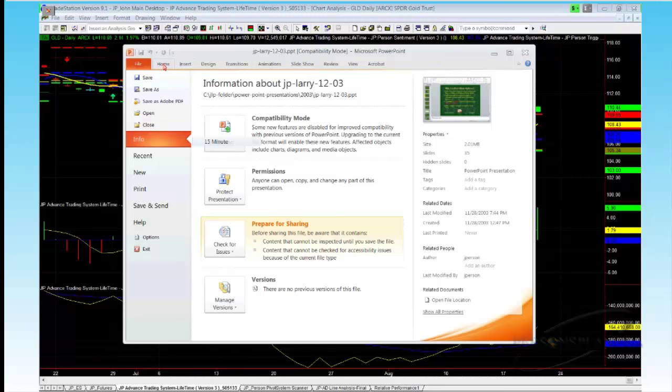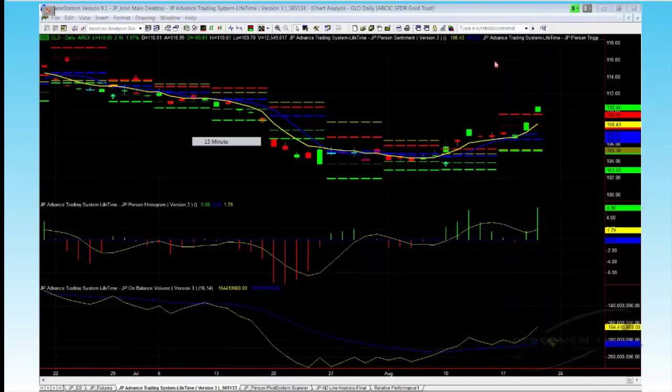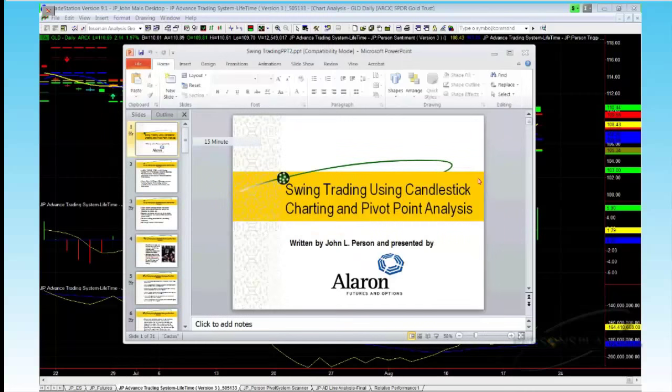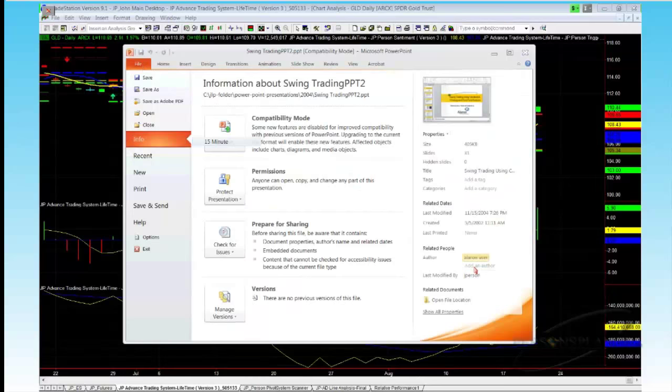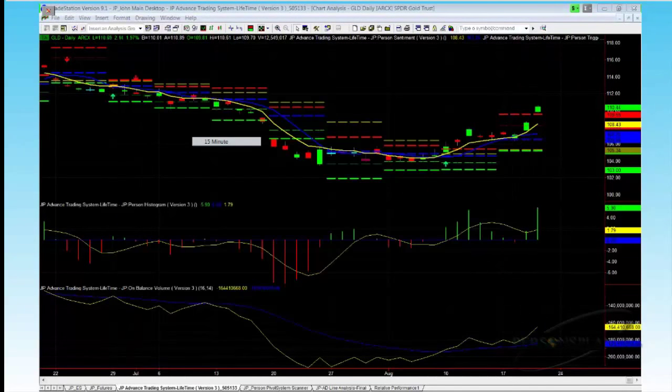I think we got the right one here. I could be wrong. Let me double check this one here. File, when was this one created? I think this would have been the one. I'm not sure. This was created in 2002.